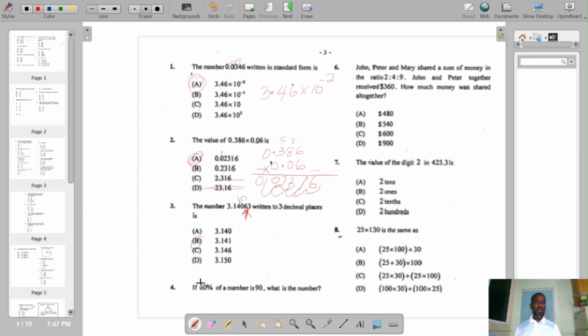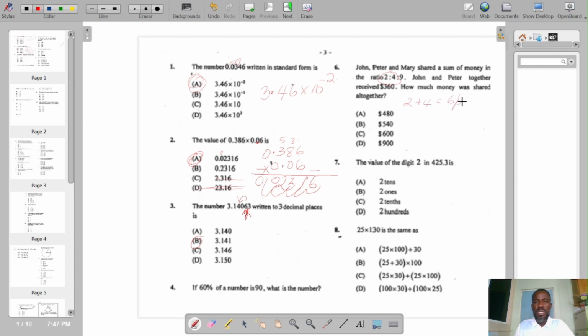Now we're going to move to number 6 here. It says John, Peter, and Mary shared a sum of money in the ratio 2, 4, and 9. John and Peter together received $360. How much money was shared altogether? So first we want to understand that John and Peter got a total of 6 parts. So John and Peter got 2 plus 4 equal to 6 parts.